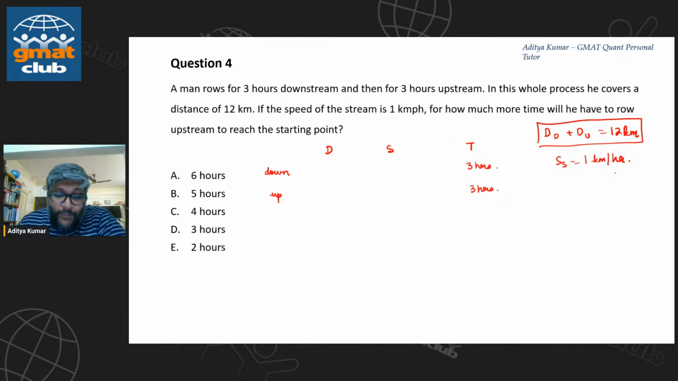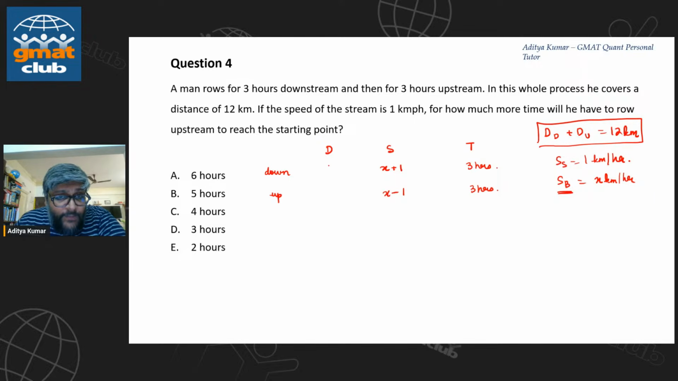How much more time? So if the speed of the stream is given to me, they've not given me the speed of the boat. So I have to define my variable based on that. Let me keep the speed of the boat as x kilometers per hour. So if I keep the speed of the boat as x, then downstream, I'm going to travel x plus 1, the speed of the boat plus the speed of the stream. And upstream, I'm going to travel x minus 1, the speed of the boat minus the speed of the stream. Now I've defined my variable for the speed. I've got my speed. I've got my time.